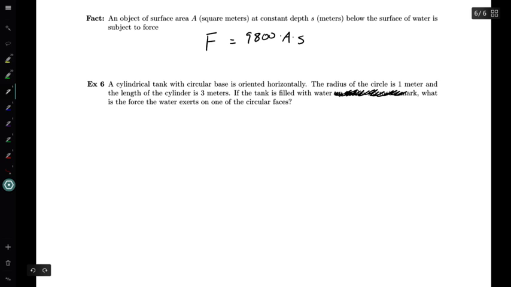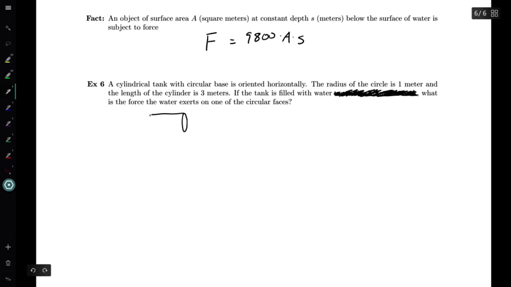Not that it's filled up to the 1.5 meter mark. We will be able to do this question later in the course if it's filled up with water to the 1.5 meter mark, but as of now we don't have the integration techniques necessary to do this. So if the tank is filled with water, what is the force the water exerts on one of these circular faces? So the picture that we have here is we have some kind of circular face.